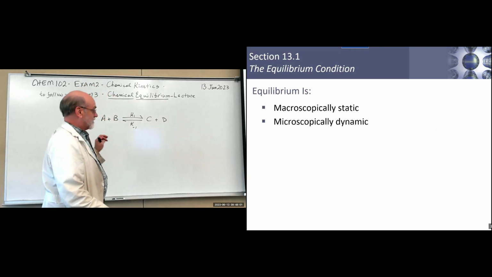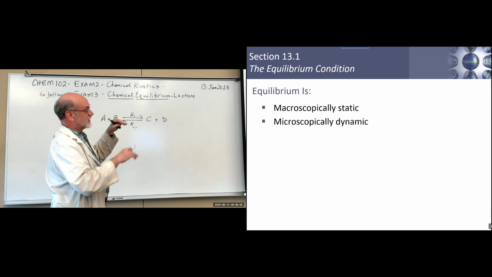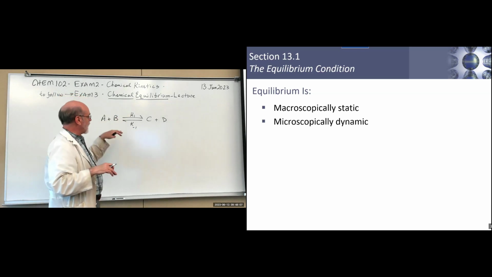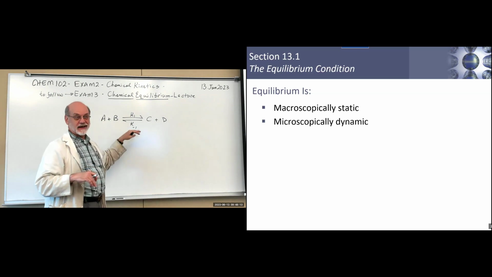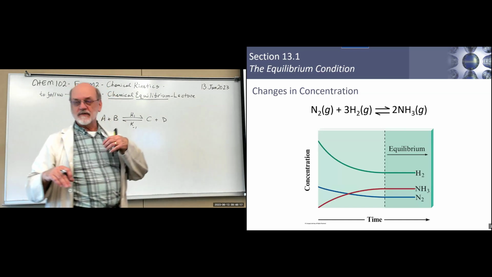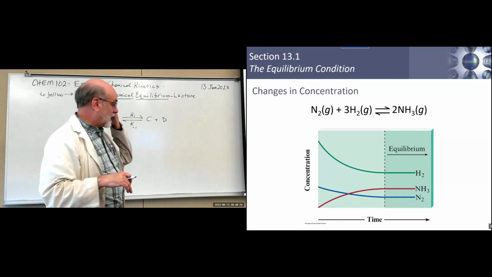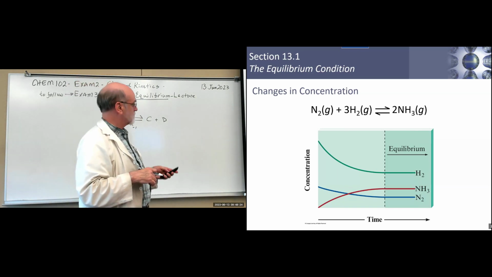So after all of that, this boils down into a macroscopic static situation. It appears static, but microscopically it's very dynamic. And that's where an understanding of kinetics comes in. This is another way to represent it over time.